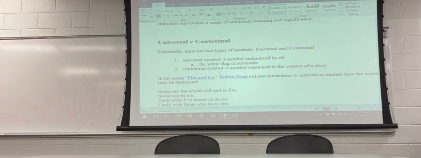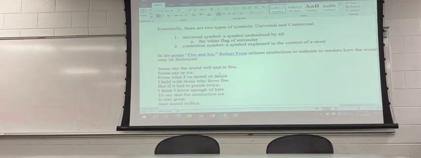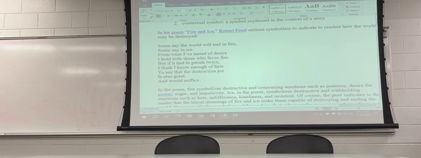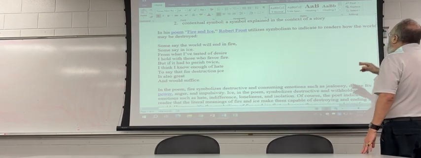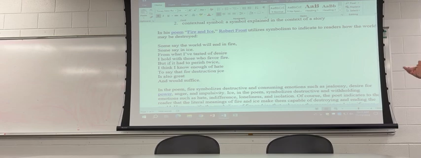All right. Robert Frost is a good one with symbolism. The American poet, Robert Frost. Okay. Here's a poem called Fire and Ice. He utilizes symbolism to indicate to you how the world may be destroyed.